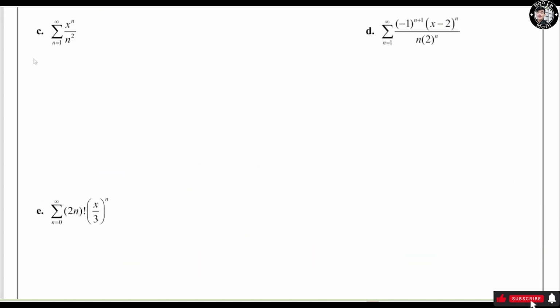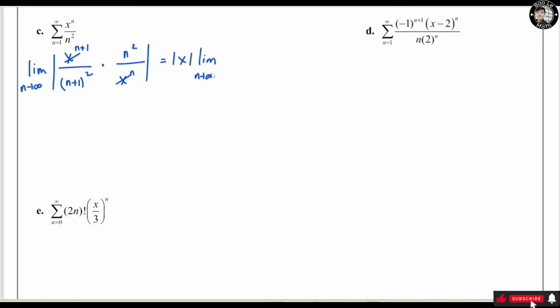Now let's move on to question C. So we're going to set up the limit of a sub n plus 1, which is s raised to the n plus 1 over n plus 1 squared, times n squared over s raised to the n, when n approaches infinity. So we're going to simplify this one. s raised to the n plus 1 and s raised to the n cancel out. We have s left, so absolute value of s outside, limit when n approaches infinity of n squared over n plus 1, all squared.